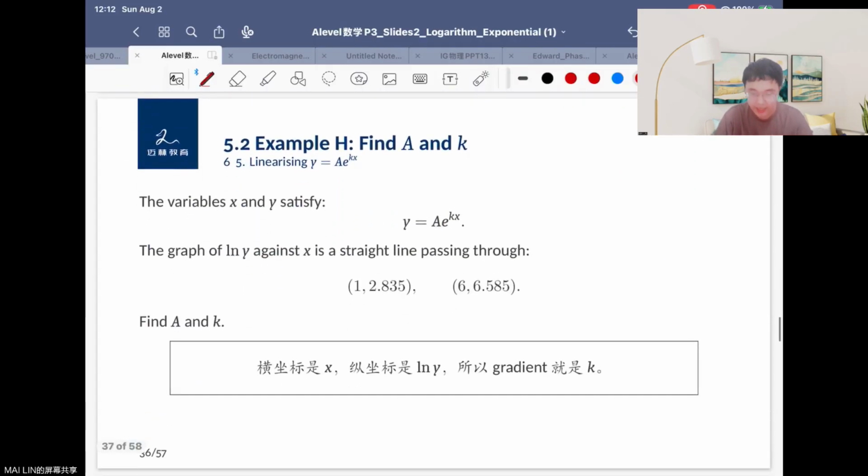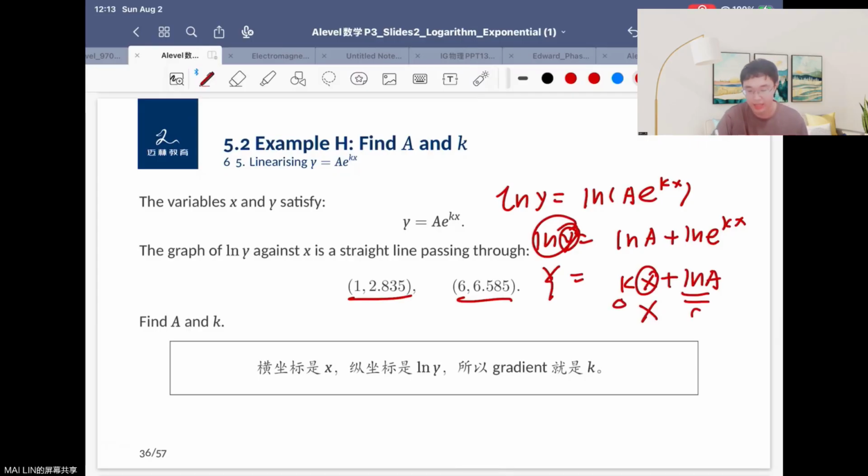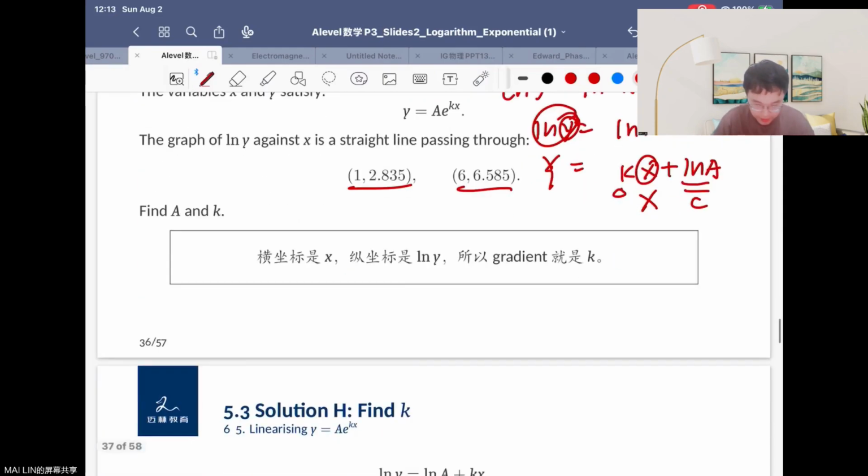For example, if y equals a times e power of kx, we can take the logarithm on both sides, so it becomes ln y equals ln a e power of kx. That becomes ln y equals ln a plus ln e kx, right? Here you can simplify it as kx plus ln a. You can consider here as capital X, and ln y is capital Y. So you can calculate k and c. You can consider it like y equals mx plus c, and then you can calculate. That is for this example.